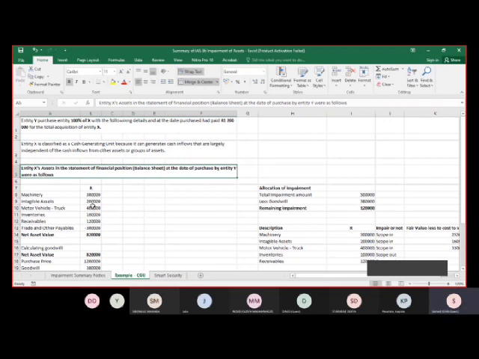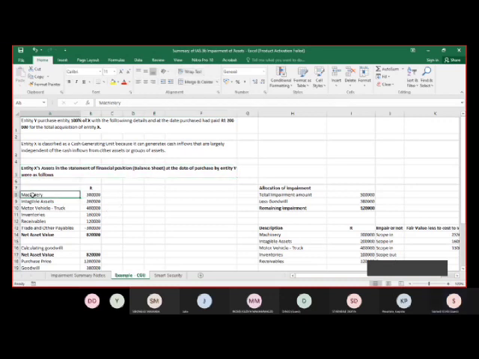So entity X's assets in the statement of financial position or balance sheet at the date of purchase by entity Y were as follows. Entity X had machinery at the date of purchase with a carrying amount of 300,000. They had intangible assets with a carrying amount of 200,000.